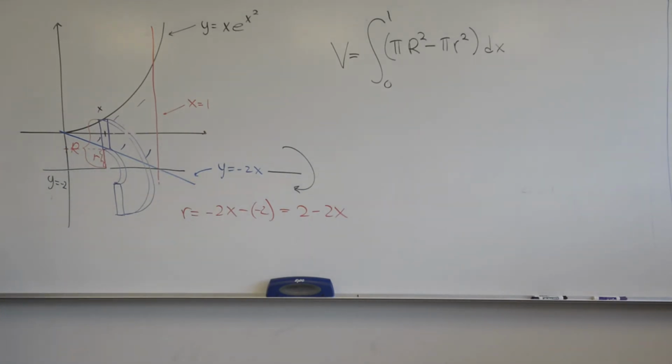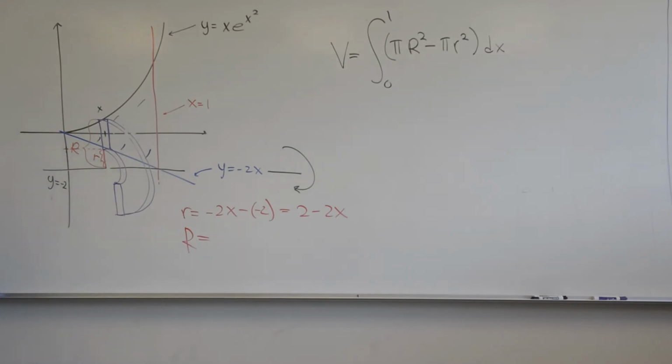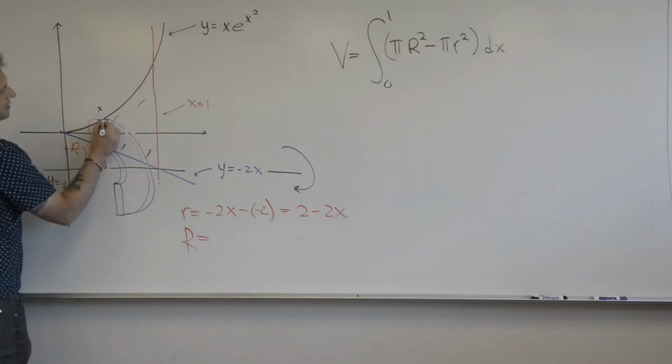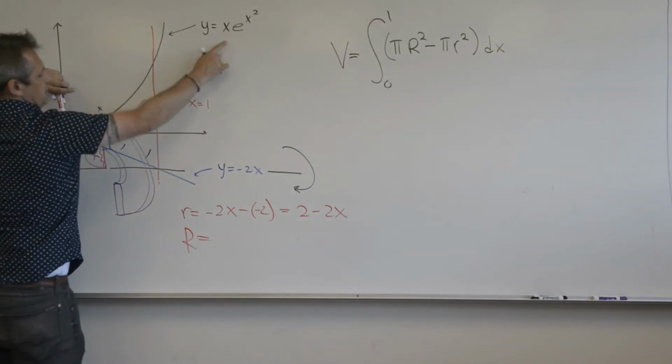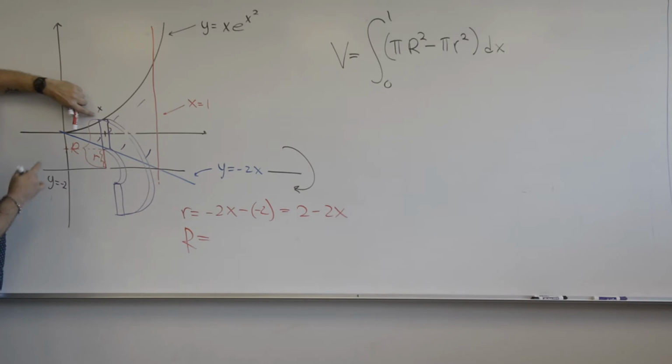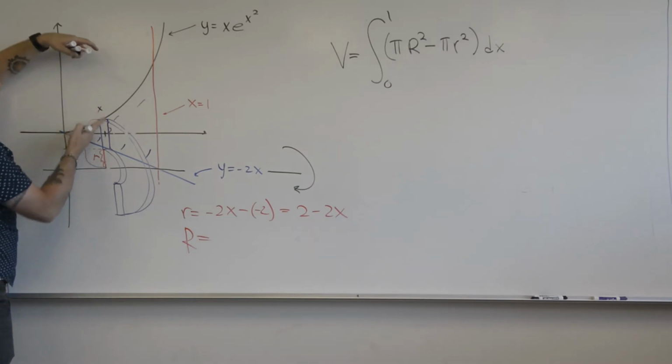Big R, on the other hand, is going to be, at this x value right here, this height is x e to the x squared. I need to add to that another 2, a distance of 2 right here, and I'll get the whole radius r.